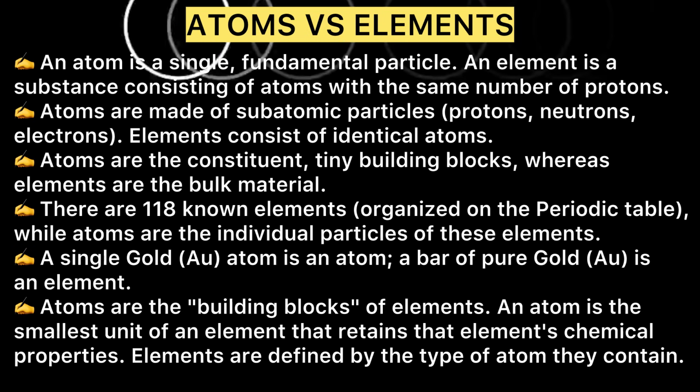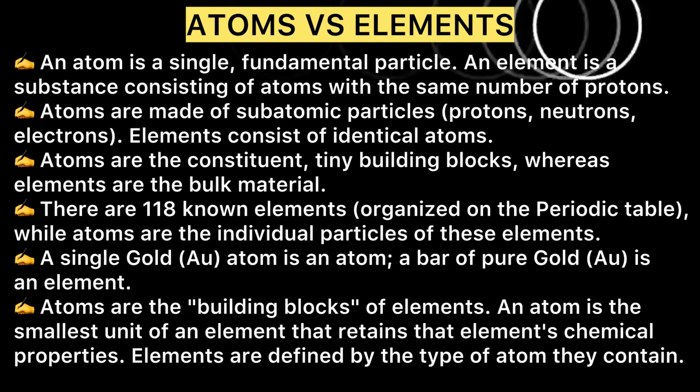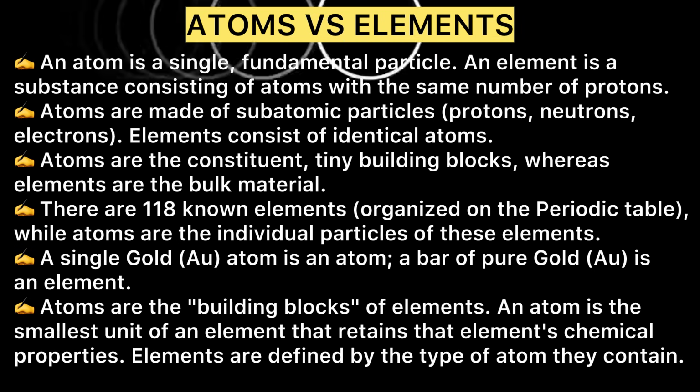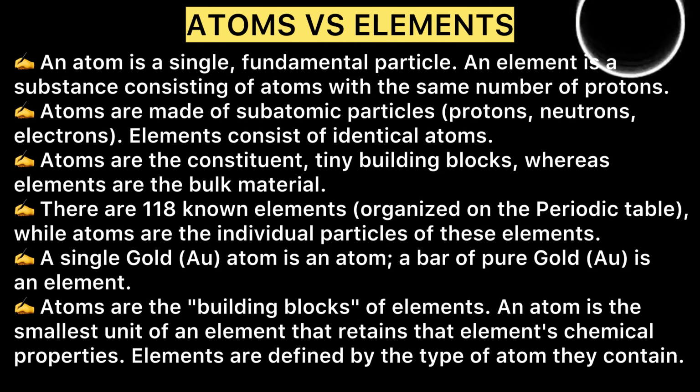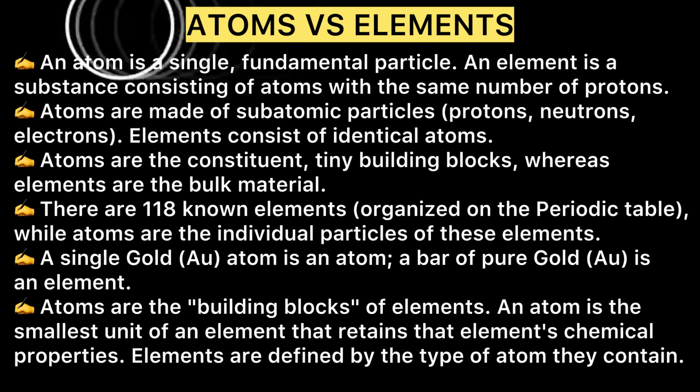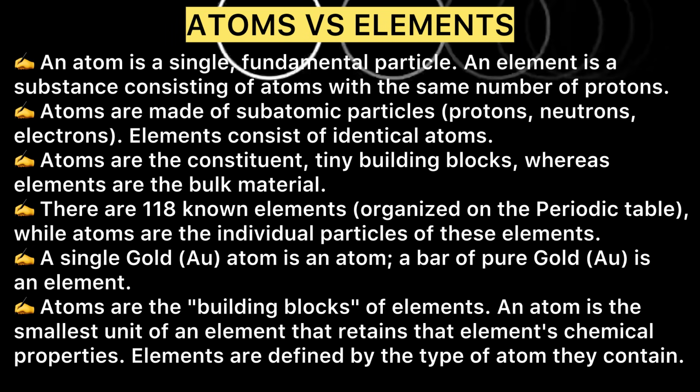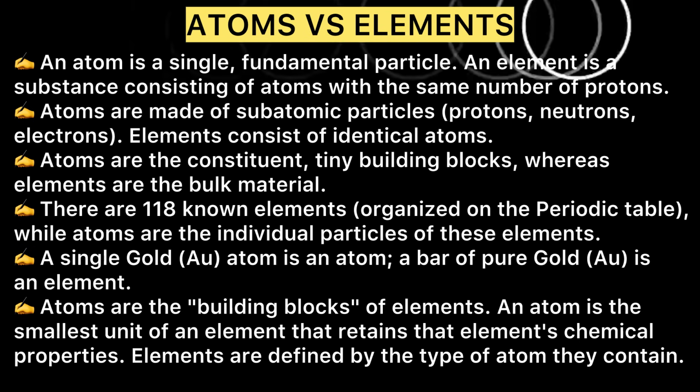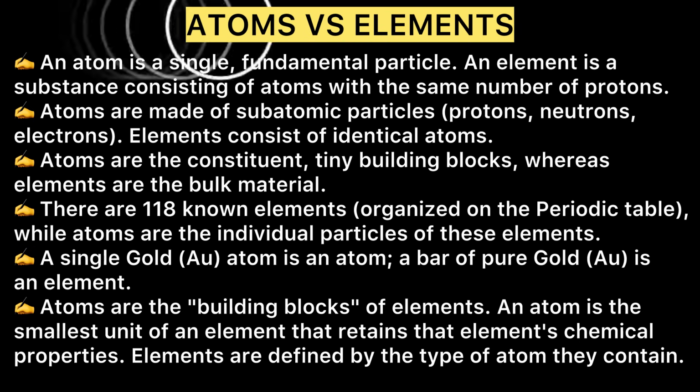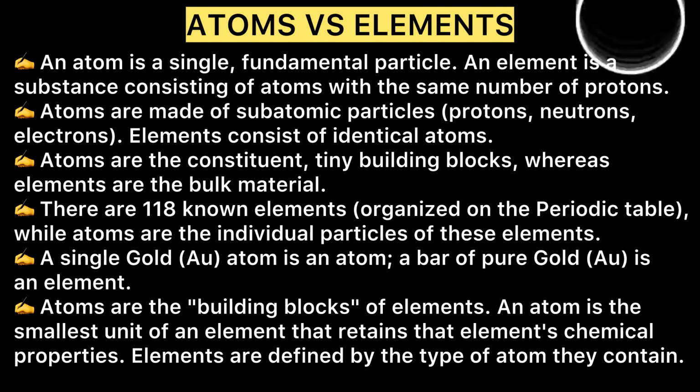Hope you get it. Now, a single gold atom is an atom, Au. A bar of pure gold is an element. If you have a bar of pure gold, that's an element. That's the entire bulk material. But a single gold atom inside it is an atom. So we have the constituent inside the bulk material. That's what this is just trying to tell you. So finally, atoms are the building blocks of elements. An atom is the smallest unit of an element that retains that element's chemical properties.